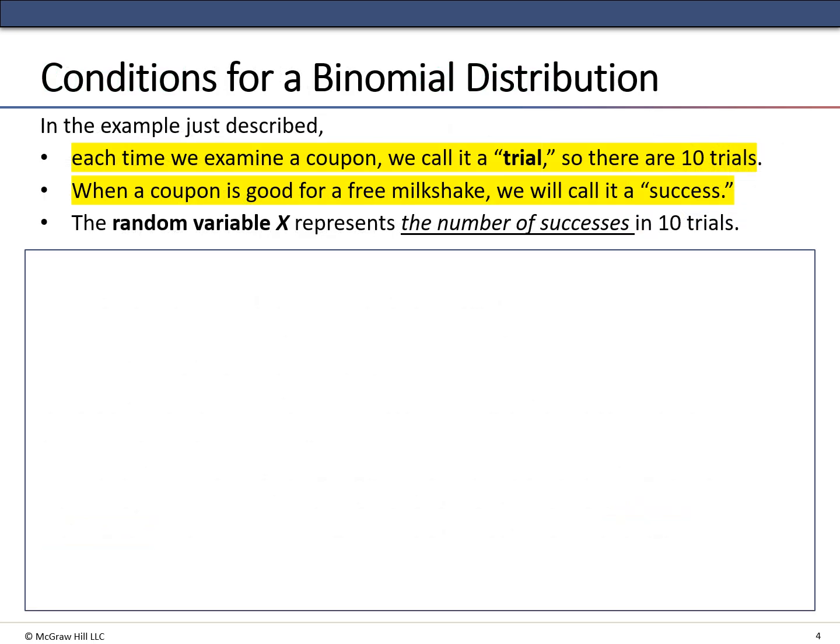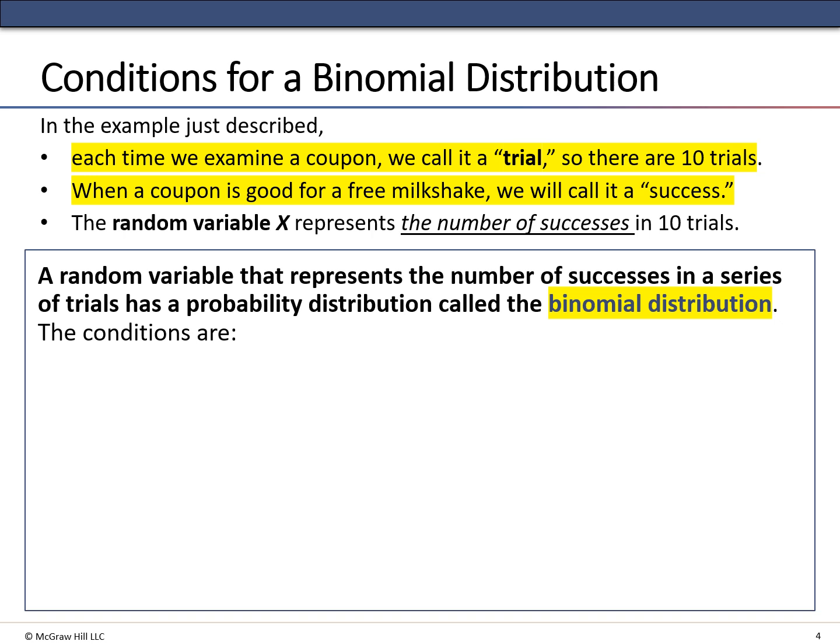In the example we just talked about, each time we examine a coupon, we call it a trial, or like an experiment. So there are 10 trials. When a coupon is good for a free milkshake, we call it a success. The random variable x represents the number of successes in 10 trials. So of course we could go from 0 to 10 possibilities for the number of successes.